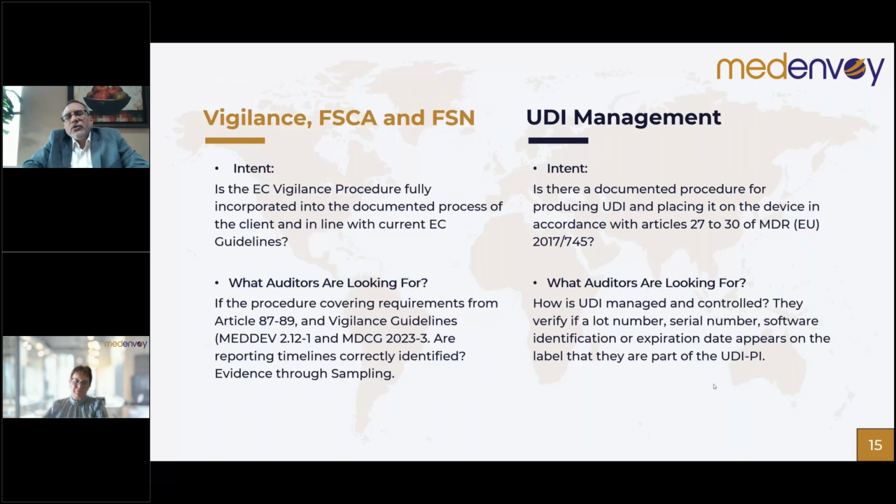we will be talking about the vigilance and field safety corrective action and field safety notification. So again, procedure, we're focusing on procedure, covering all the requirements of MDR, particularly Article 87 to 89. So we're making sure the procedure has all the elements, and if that is detailed enough, and you have enough controls and competence to manage that.